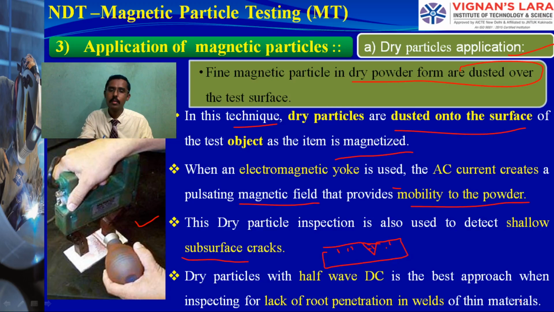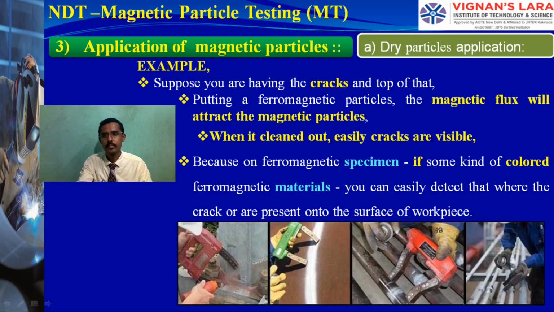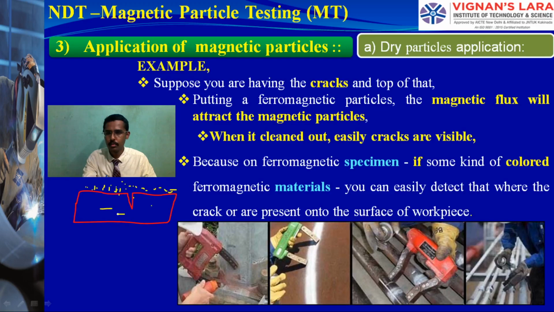Some examples. Suppose we have a crack at the top of the material. Let us assume we have a specimen and a small crack over there, and we are putting some magnetic particle powders, equally distributed. Due to the flux leakage at the crack available in between, the flux lines are there in a uniform direction.